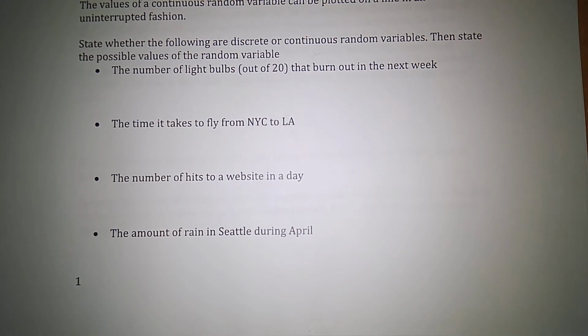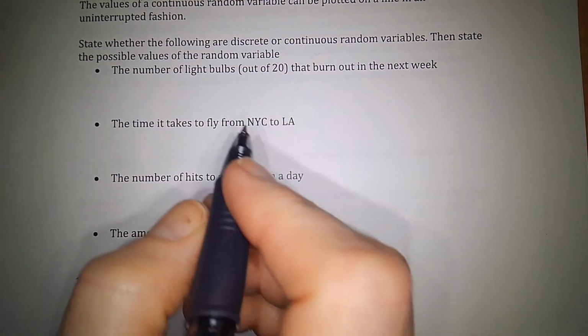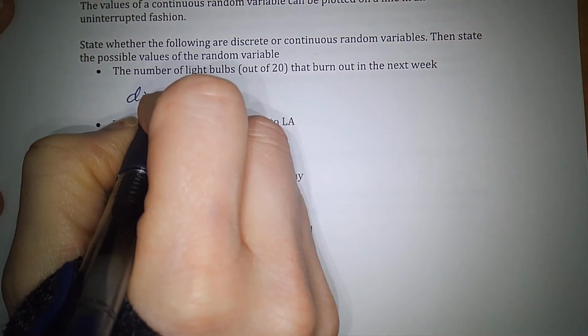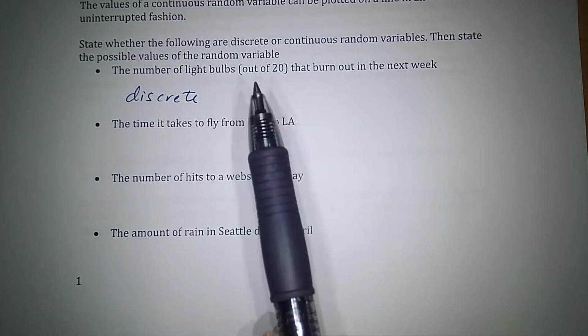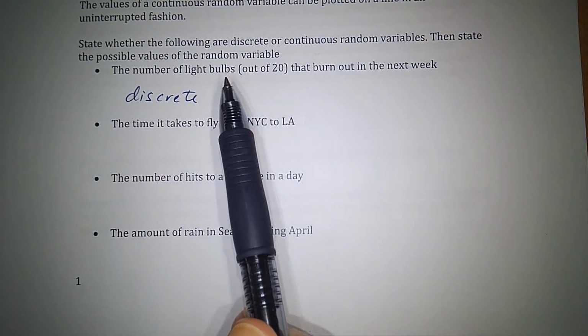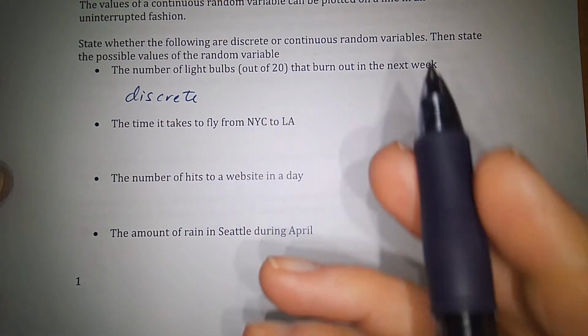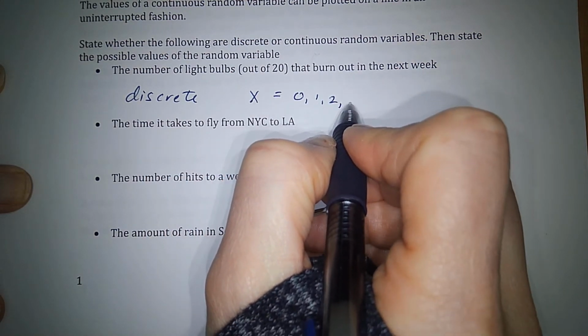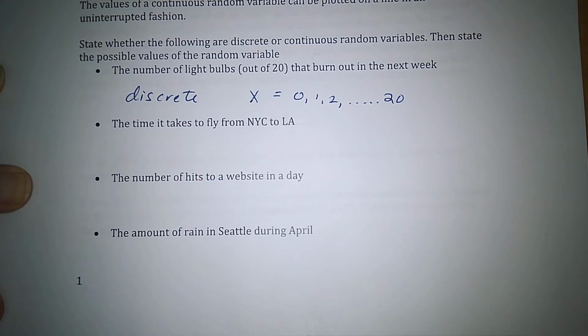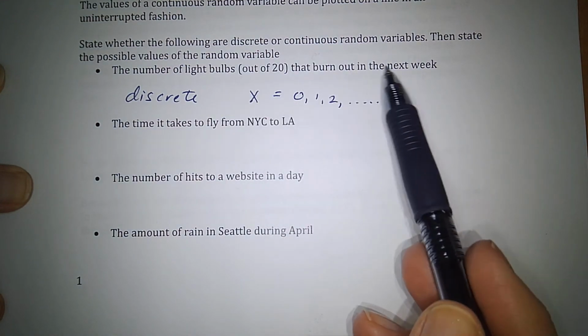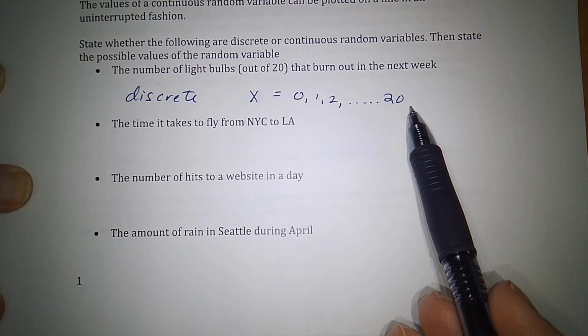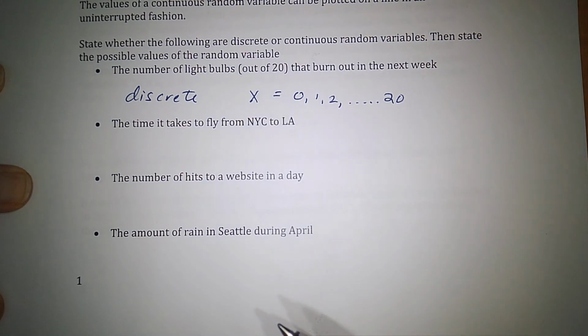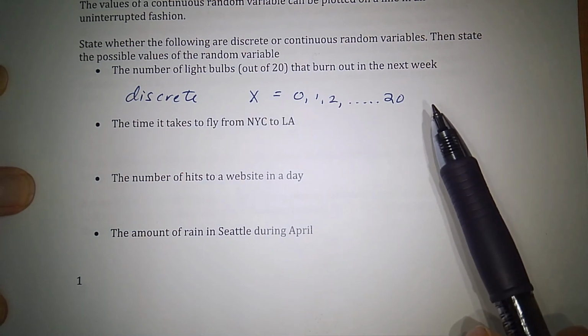The number of light bulbs out of 20 that burn out in the next week. This is going to be a discrete variable. The reason it is a discrete variable is because you can have 0 light bulbs burnt out, 1 light bulb, 2 light bulbs, 3, 4, 5, all the way up to 20. So x can be any integer from 0 up to 20. X represents the number of light bulbs that might have been burnt out of 20. And you could have any of these values. Clearly, you cannot have 1.5 light bulbs that are burnt out.